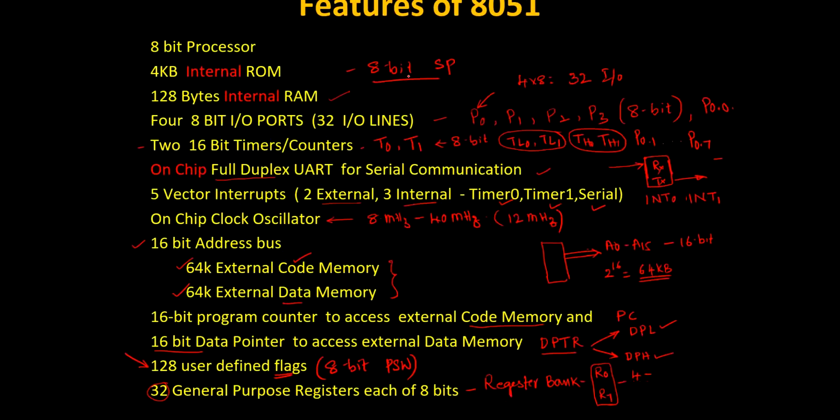As we discussed, it has a total of 5 vector interrupts, but remember, reset is not an interrupt. It is not considered as an interrupt. So these are the main features of 8051.